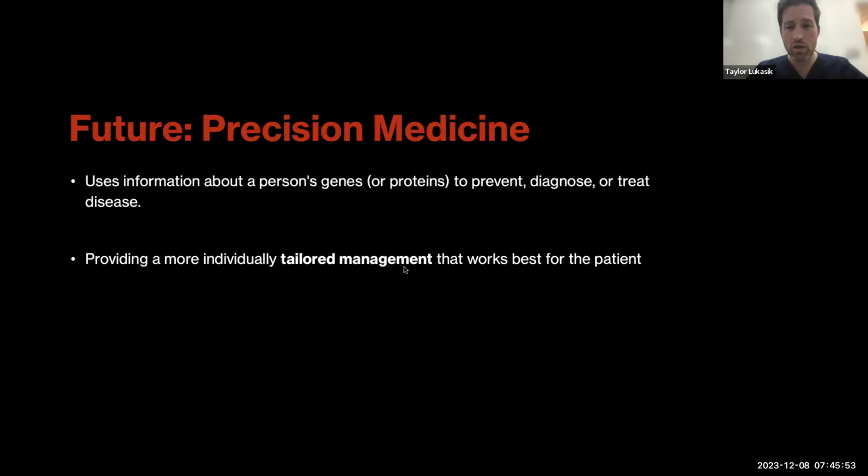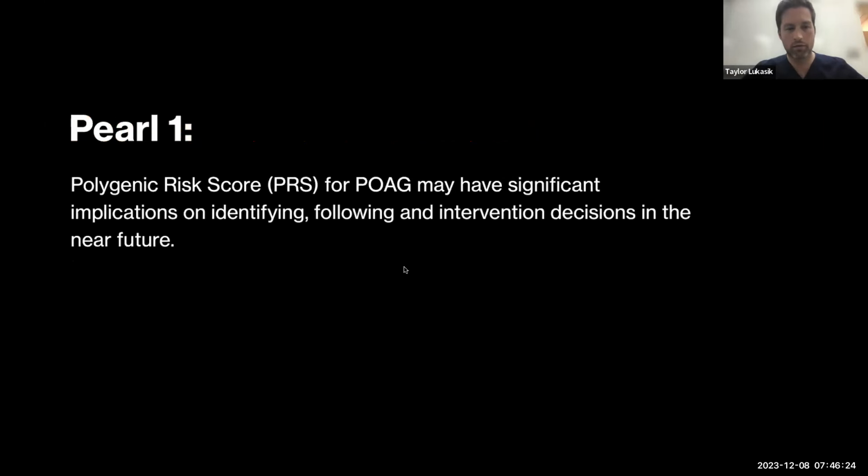So how will we use this in the future? Well, we'll be able to have more precise medicine. We'll be able to identify people with higher PRS scores and follow them more closely, or intervene more quickly to prevent progression of their disease in primary open-angle glaucoma. Today, there's not a commercially available test, but this will be coming soon in the next few years, and we'll be able to offer our patients more tailored management that works best for them. So Pearl 1, the polygenic risk score for POAG may have significant implications on identifying, following, and intervention decisions in the near future.